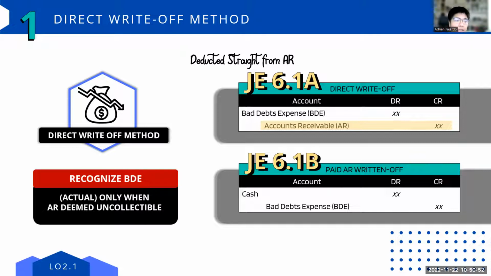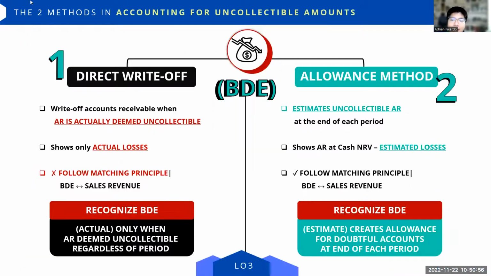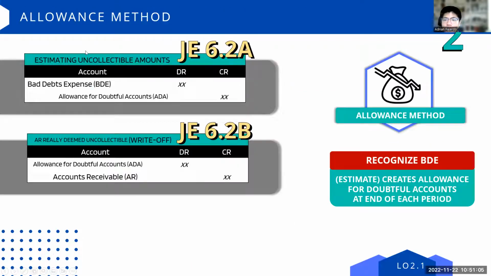Okay, so clear tayo. So in direct write-off method, again, this is not followed. Ang susundin natin is the allowance method. So now, let's appreciate the difference. Sa allowance method, there is a journal entry for when you have estimate. So kahit estimate pa lang, you create a journal entry. And the journal entry would be debit BDE, credit ADA.